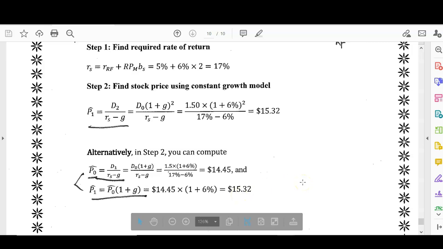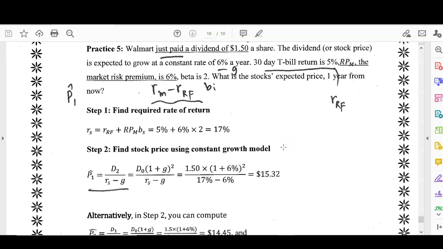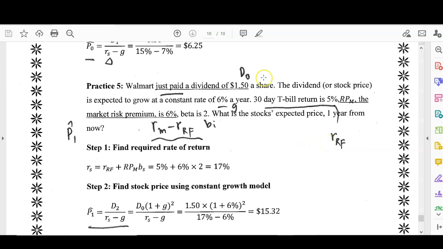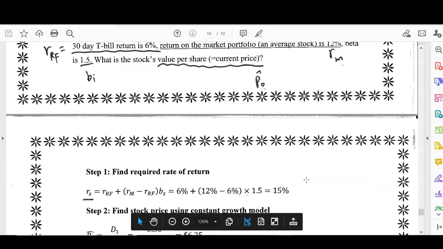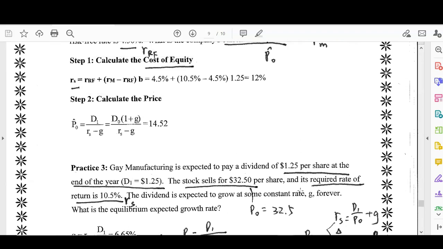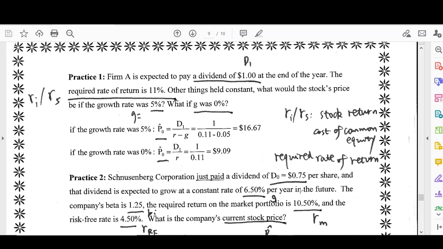You can see a lot of these examples combine CAPM and the constant growth model. We can always use market return or market risk premium, beta, and risk-free rate to solve for RS, and then use RS combined with D0 or G to calculate P0 or P1. A lot of these practices either use the constant growth model by itself or use CAPM and the constant growth model together.